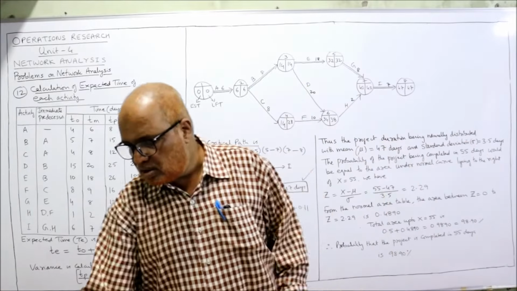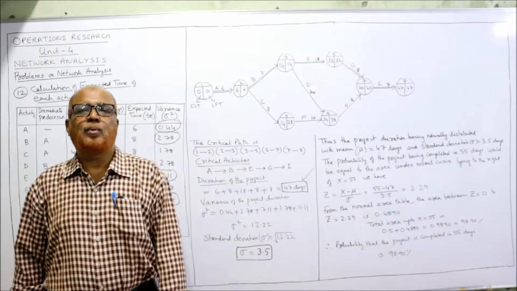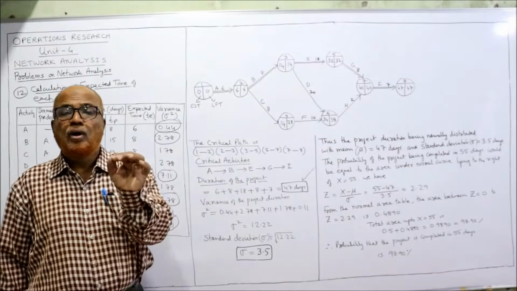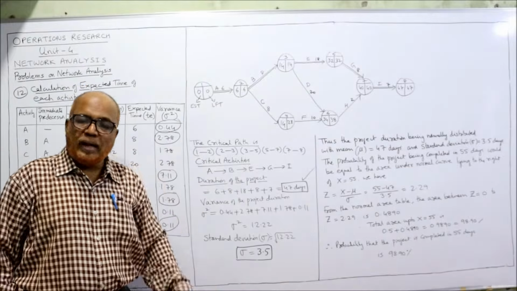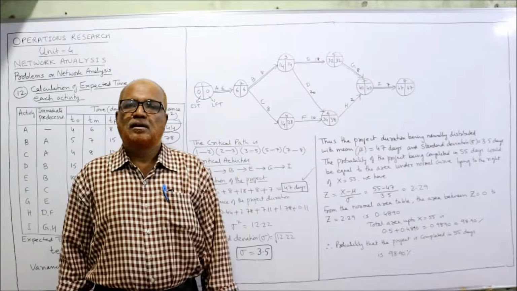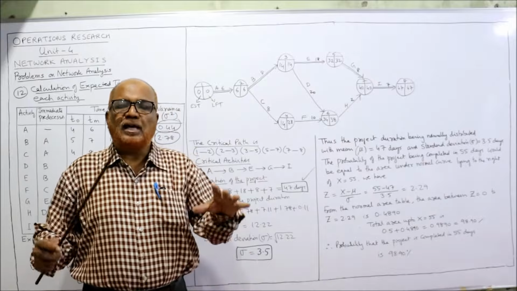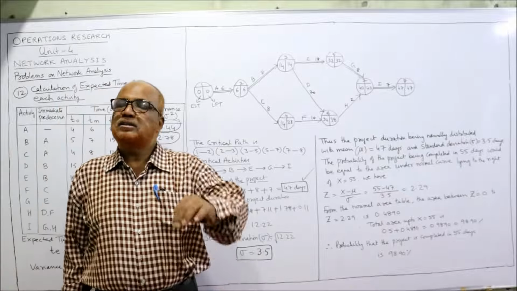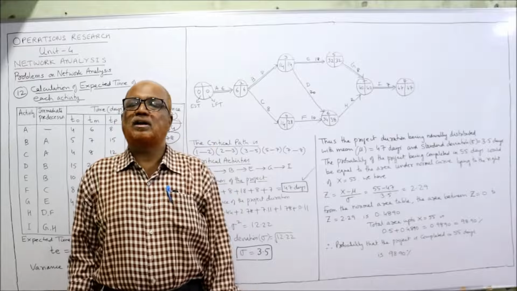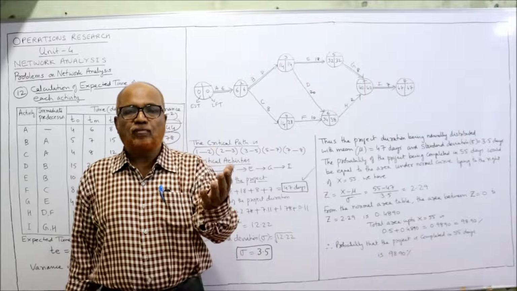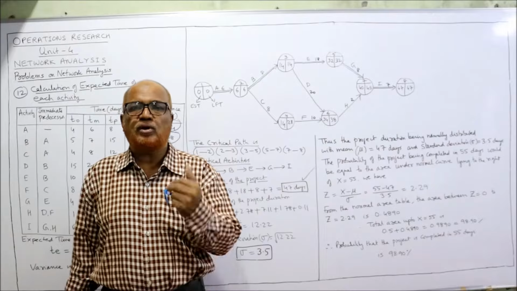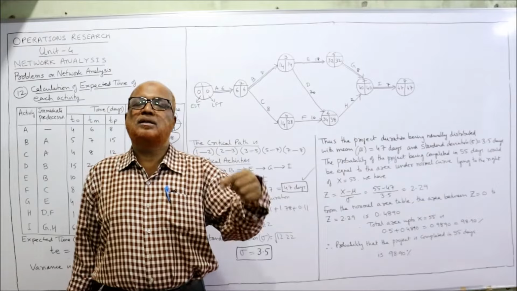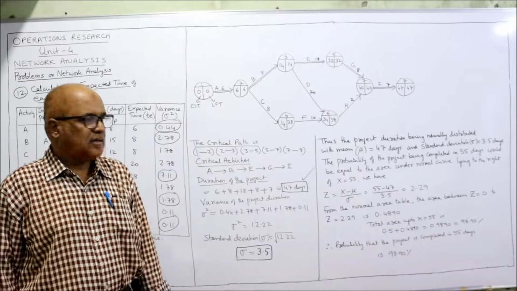Why do we need standard deviation? If you are required to calculate the probability. In this problem, it is asking you to calculate the probability: what is the probability that the project will be completed in 55 days? See here, on an average, the expected duration of the project is 47 days. But don't think that the project will be completed in exactly 47 days. It will take more than 47 or less than 47, on an average 47. Now it is asking what is the probability that the project will be completed in 55 days.